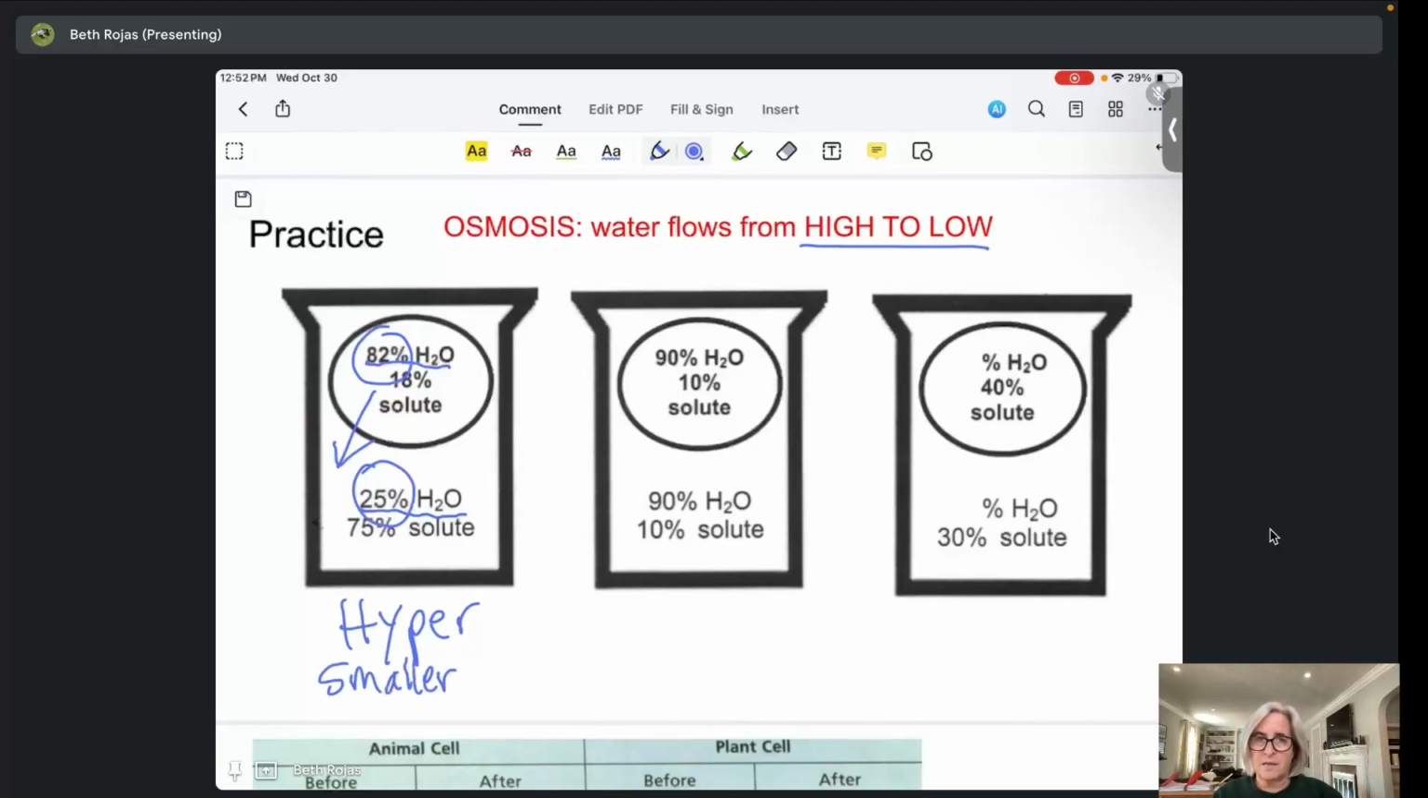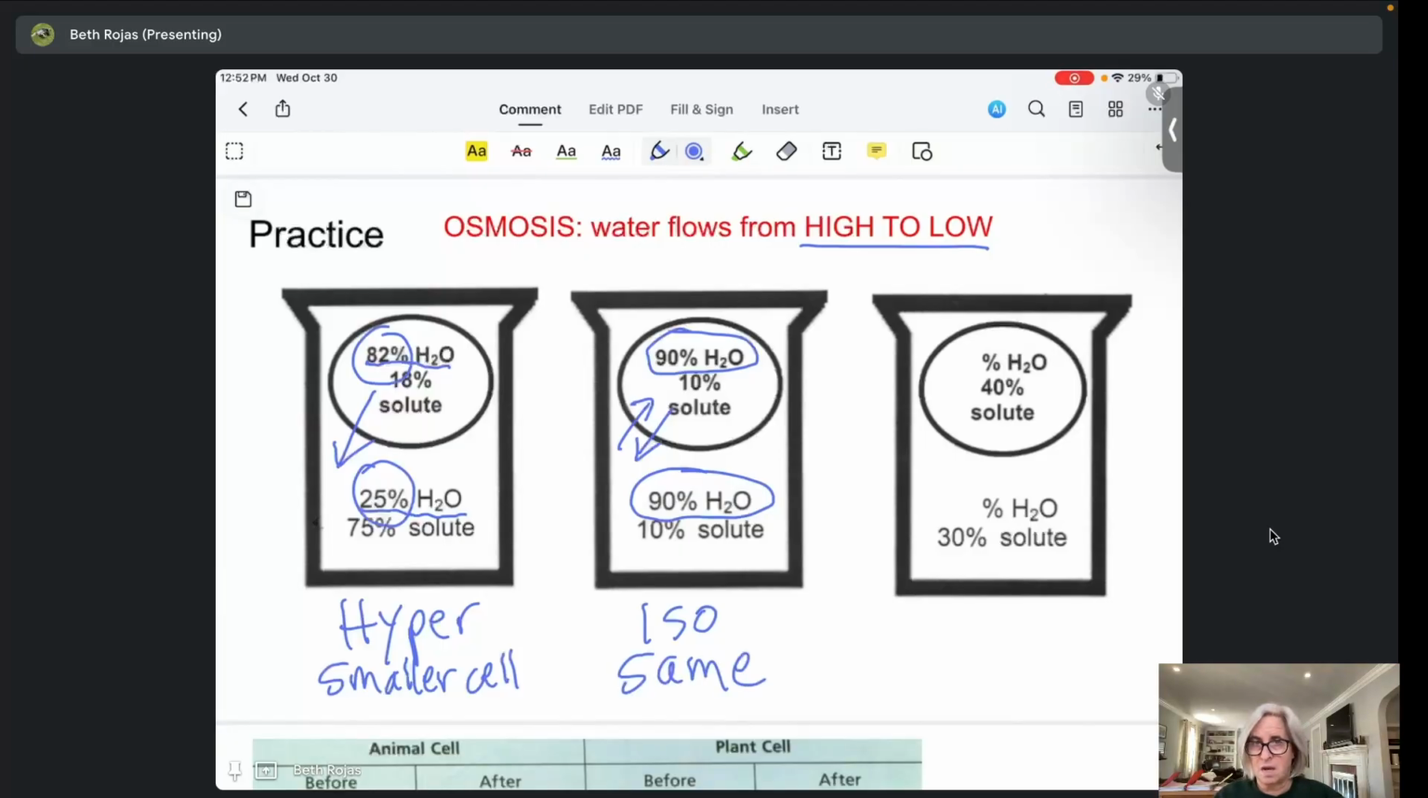Okay, the next example, we have 90% water inside the cell and 90% outside the cell. So in this example, there's equal amounts, so therefore there's going to be equal flow in and out of the cell, and this is called an isotonic solution, and the cell stays the same.